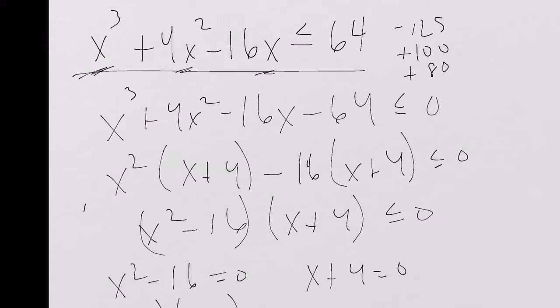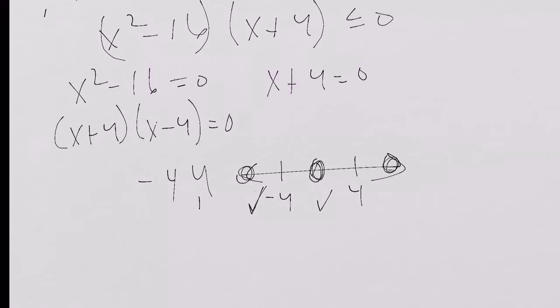Okay, back to checking 5. When I check 5, I get positive 125, positive 100, and then negative 80. And if we add those up, 225 minus 80 would give us 145, and 145 is larger than 64. So over here, these values do not work. So that helped us figure out that I need to go from negative infinity to positive 4. Because this area was good, this area was good, that area bad.